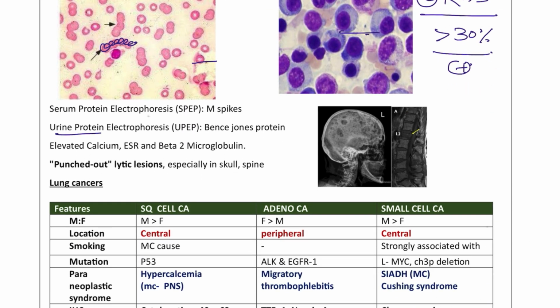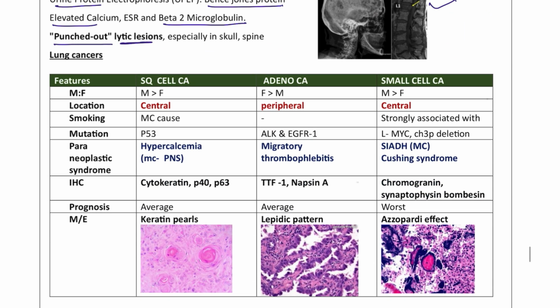In the urine you are going to see Bence-Jones proteins when it is heated, and on serum electrophoresis you are going to see the M spike. Calcium is elevated, beta 2 microglobulin levels are positive, and on X-ray, MRI, or CT scan you are going to see the punched out lytic lesions.